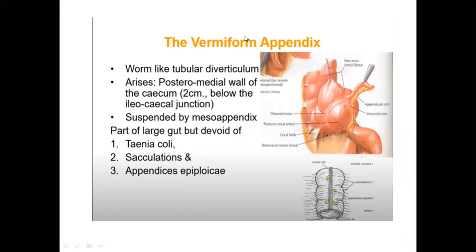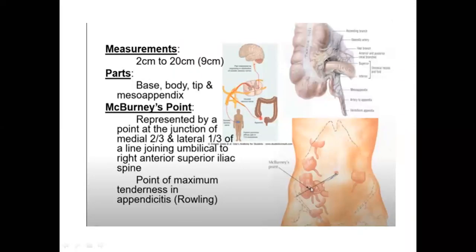It's a point between the umbilicus and the anterior superior iliac spine, the midpoint of the mid-clavicular line, 2/3 from the umbilicus and one third from the anterior superior. Yeah, anterior superior iliac spine. So that point is known as McBurney's point.